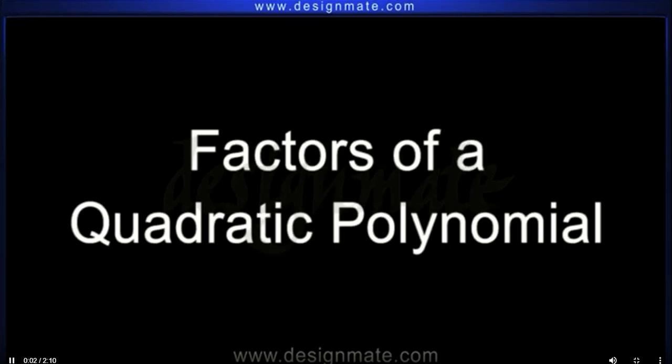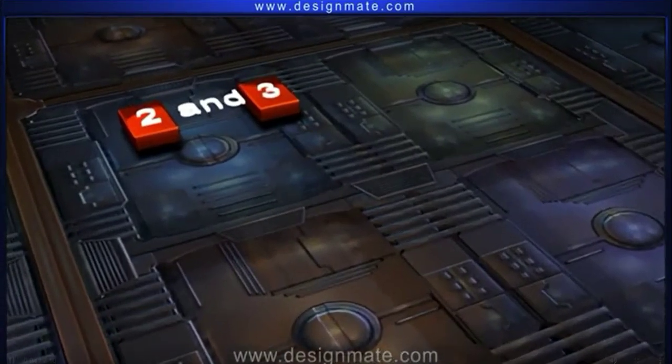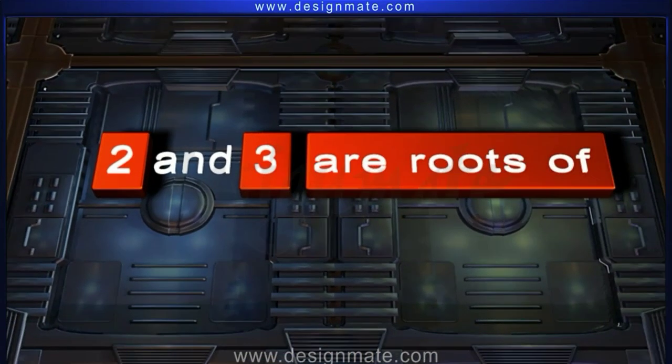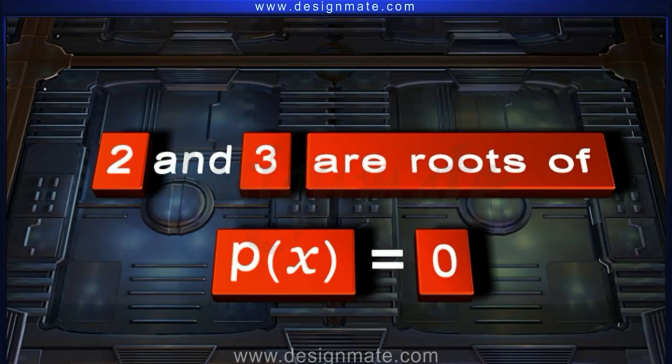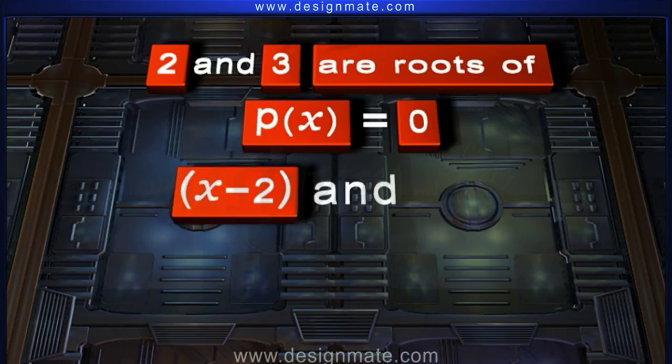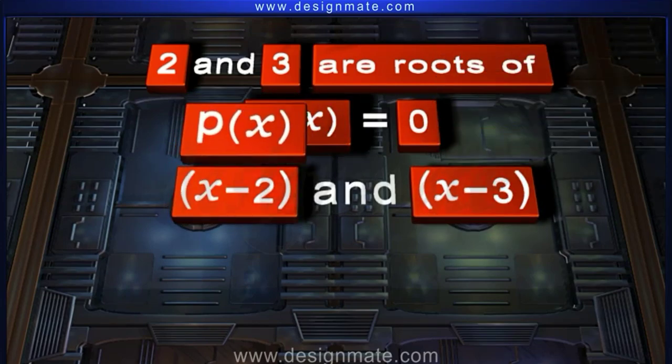Of a quadratic polynomial. If 2 and 3 are the roots of some quadratic equation p(x) = 0, then by the factor theorem, x - 2 and x - 3 are the factors of p(x).